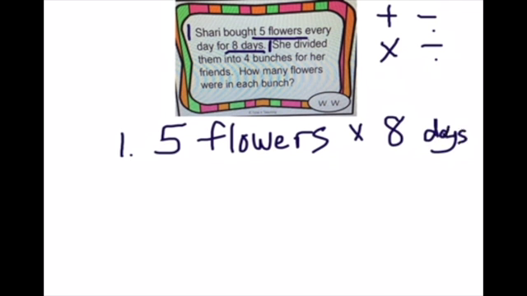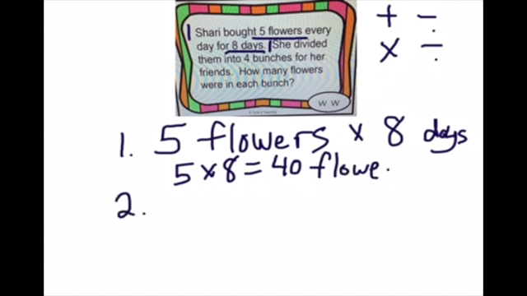So what is 5 times 8? 5 times 8 is what? 40. Nice job. Let's look at step 2. So for step 1, we found out she has 40 flowers. Step 2, we have to look at sentence 2.